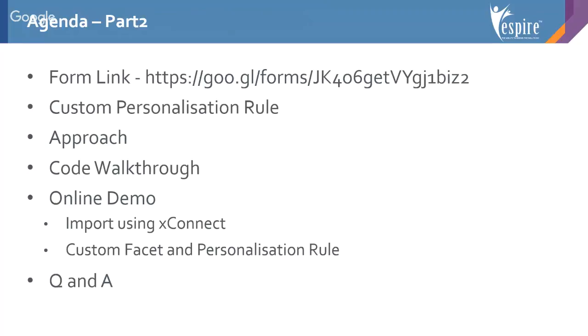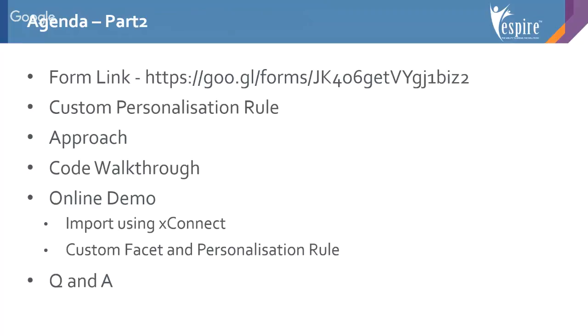If anybody has any questions, let us know. In the meantime, I'll take you through the agenda for part two next week. Next week we'll be taking you through how we can build the custom personalization rules using the personal data that we capture into our custom facets, and what the best approach and best practice should be. We'll be walking through the code, and we'll also be giving an online demo of importing the data from xConnect and the custom facet, and the personalization rules based on the query string.